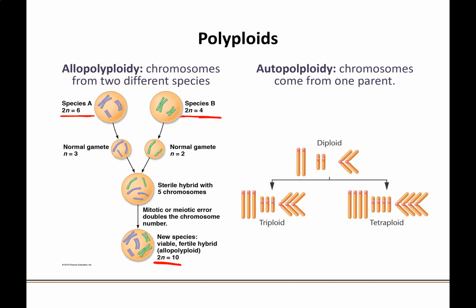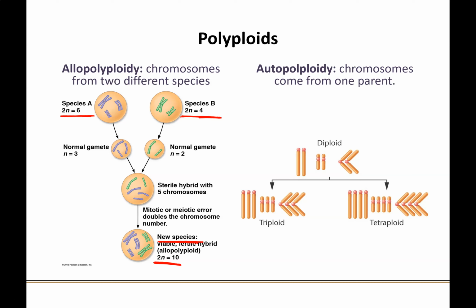Now, keep in mind that polyploidy tends to happen more in plants than it does in animals. Now, when you change your number of chromosomes, you're going to affect who that individual can breed with. So this individual that is now 2n equals 10 is no longer going to be able to breed with either species A or species B. So you get a new species.